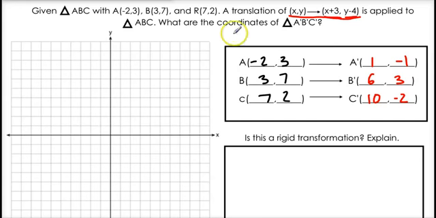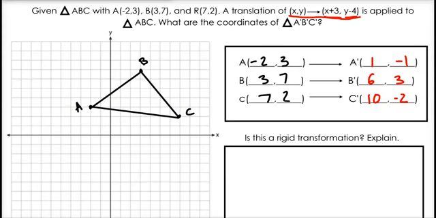Let's take a look at our graph and see if we got this right. So A is at -2, 3. All right, that's our A. B is at 3, 7: 1, 2, 3, 1, 2, 3, 4, 5, 6, 7. And C is at 7, 2: 1, 2, 3, 4, 5, 6, 7, 2. That is our pre-image, using our math vocab. All right, so that is our original triangle, the pre-image.